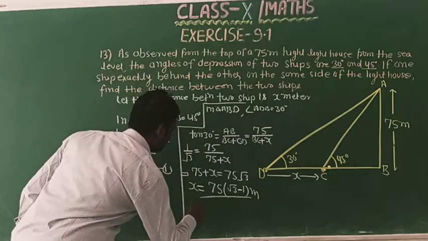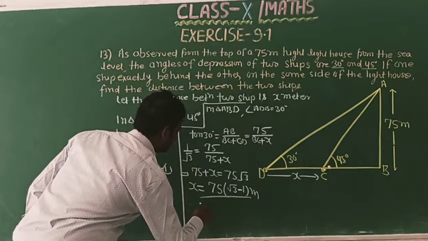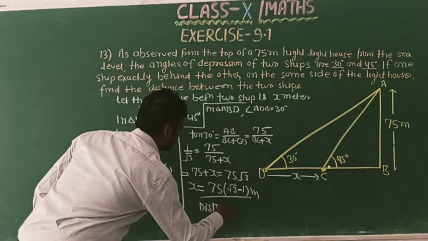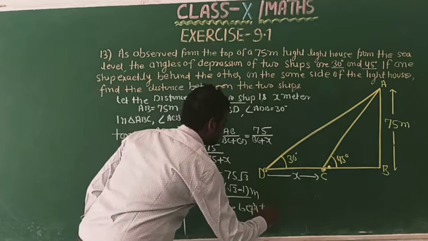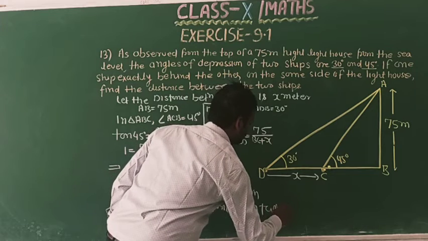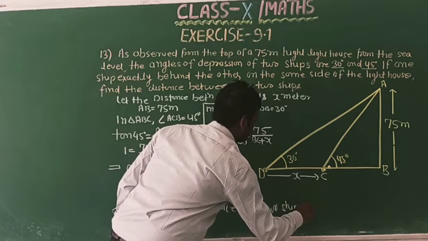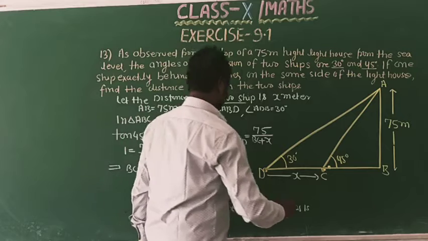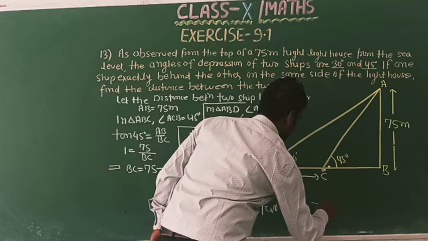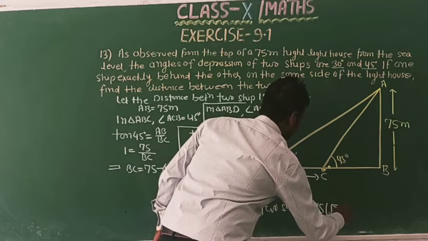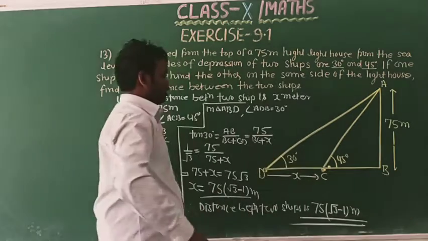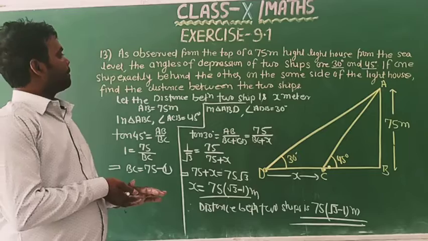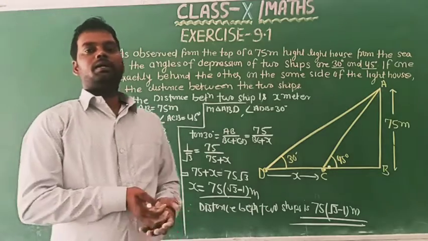So therefore the distance between the two ships is 75 times square root 3 minus 1 meter. Okay, so this is the solution of question number 13.